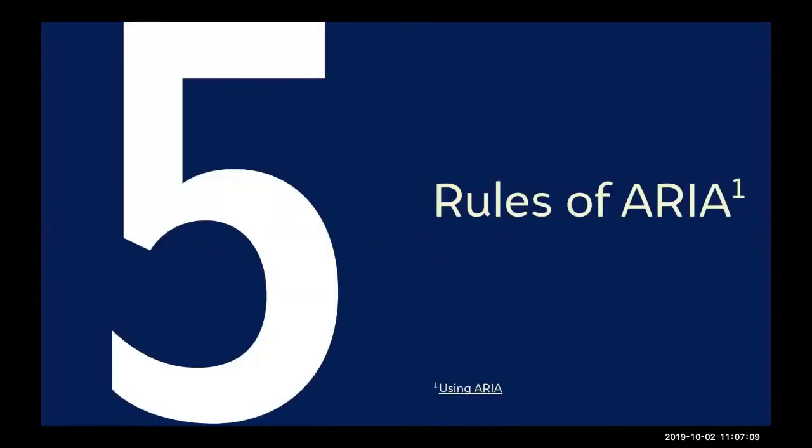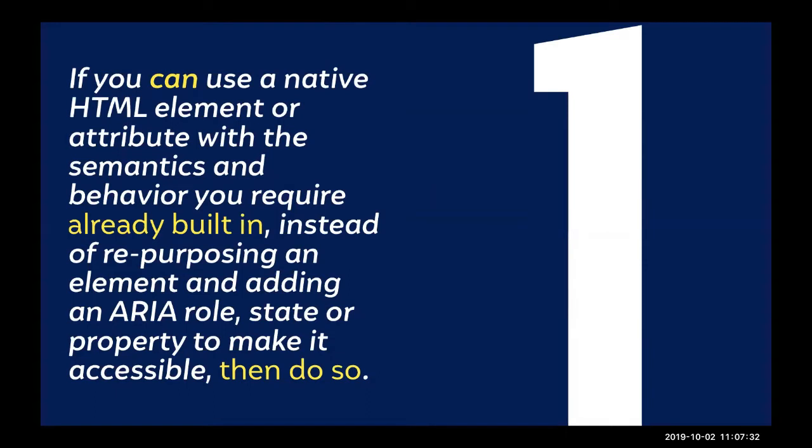There are five rules of ARIA from the Using ARIA document. I think going through them one by one really gives us a good impression of what that is. I have a couple of examples and demos in there, so we know how to use ARIA. The first rule is: if you can use a native HTML element or attribute with the semantics and behavior you require already built in, instead of repurposing an element and adding an ARIA role, state, or property to make it accessible, then do so. That's a very complicated way to say, if there's an HTML element that does what you want it to do, then use this HTML element.